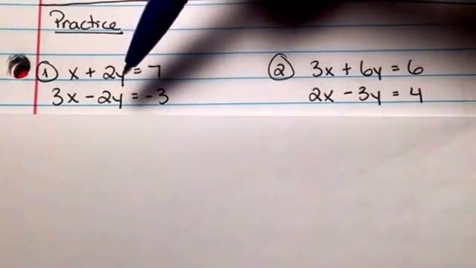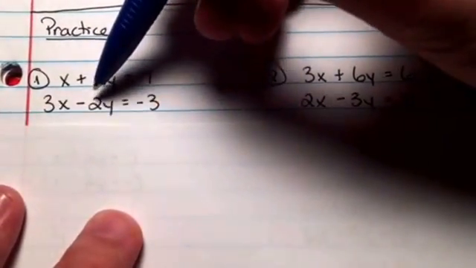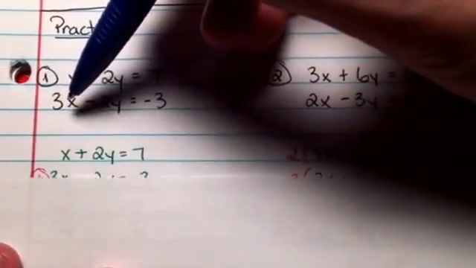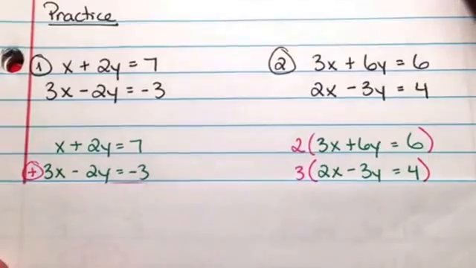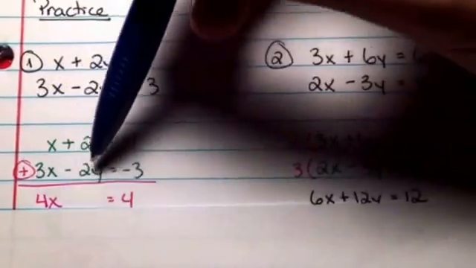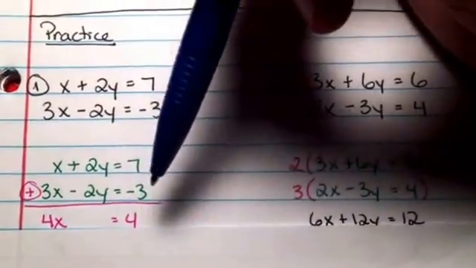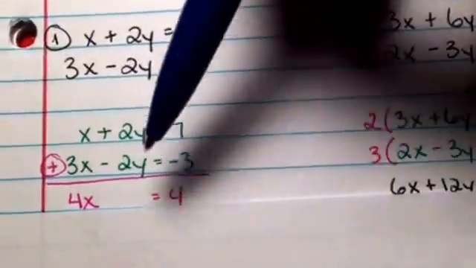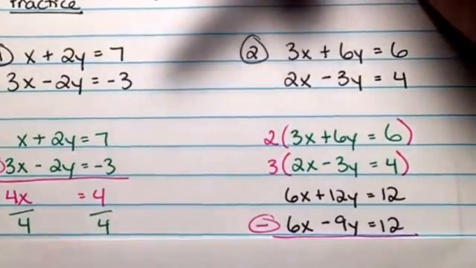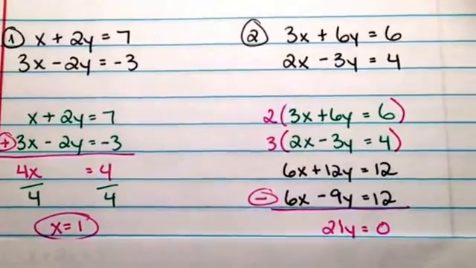Alright, I'm going to go ahead and focus on number 1 first. In number 1, since I had an opposite, I'm going to want to add. There's my plus sign. When I do add that, x and 3x makes 4x. 2y plus -2y is 0. It cancels out. And then 7 plus -3 is 4. Solve that equation. Divide by the 4. And you get x is 1.